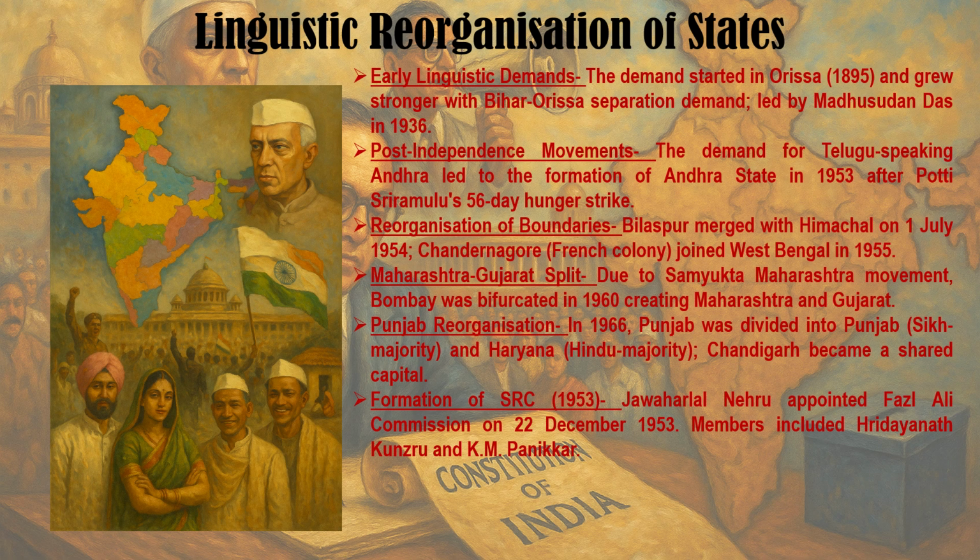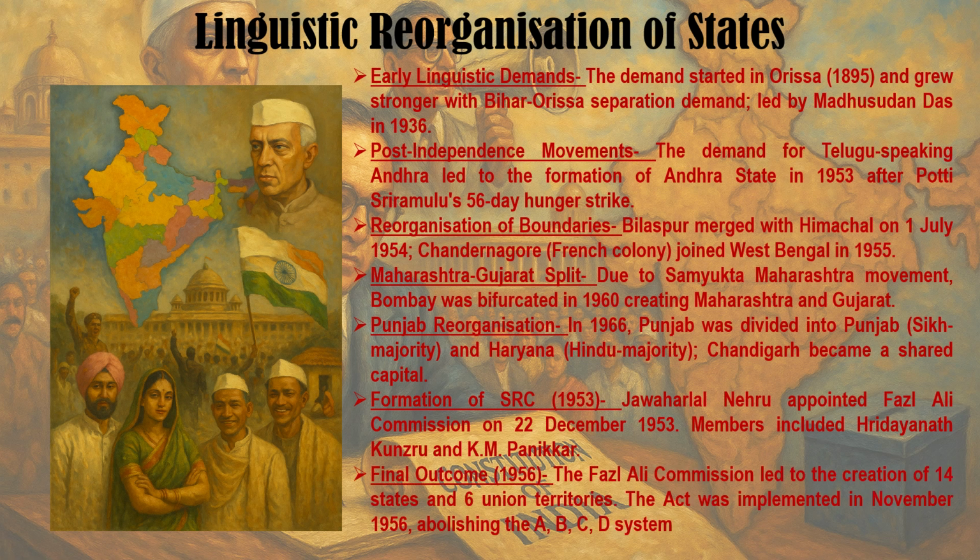Jawaharlal Nehru appointed the Fazal Ali Commission on 22nd December 1953. Members included Hridaynath Kunzru and P.M. Panikkar. So this was a state reorganization committee appointed by Jawaharlal Nehru, and the head was Fazal Ali. Now, what was the final outcome? The Fazal Ali Commission led to the creation of 14 states and 6 union territories.